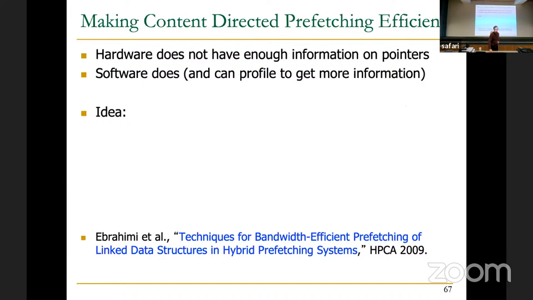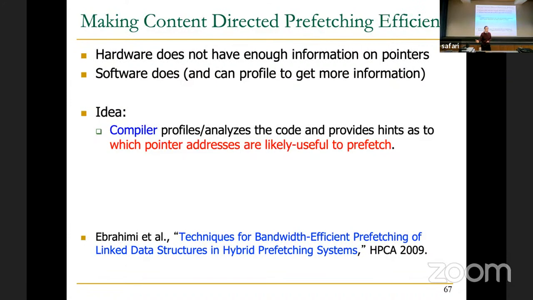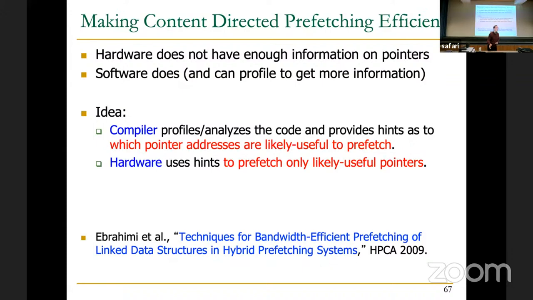Now, the downside over here is that hardware does not have enough information on pointers, and software does, and it can profile to get more information. So we analyzed these context-triggered prefetchers a lot, actually, and we found a way of making them efficient. Of course, this requires more hardware-software cooperation. The idea is to have the compiler profile or analyze the code and provide hints as to which pointer addresses are likely useful to prefetch. And the hardware uses these hints to prefetch only likely useful pointers. This could be encoded in a load instruction. So we have a special encoding in a load instruction.